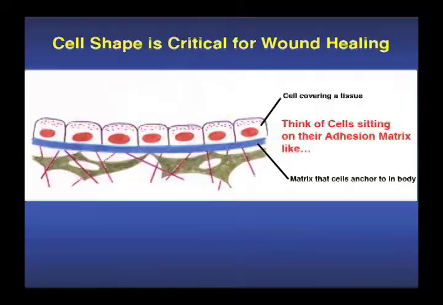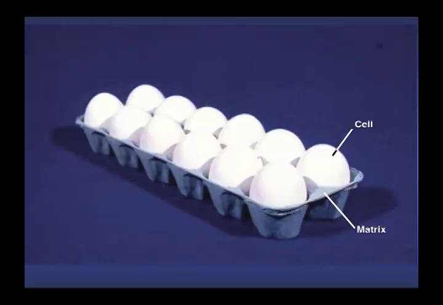Now, shape is also important in your body, and I think a simple example is wound healing. So this is a diagram of cells sitting on that substrate or, in the body, this matrix. They sit very closely packed, tightly squished in. To think of them sitting on this matrix, the best way I can explain it is to think of eggs sitting on an egg carton, with each egg being a cell and this egg carton being this matrix.